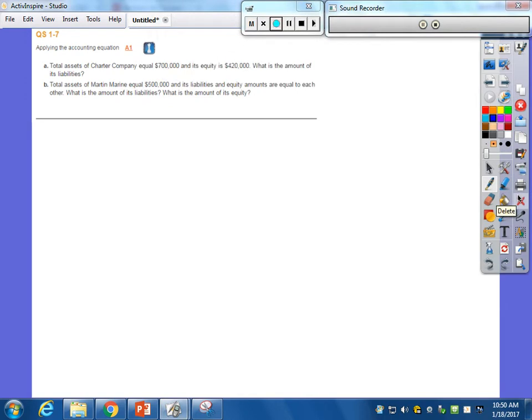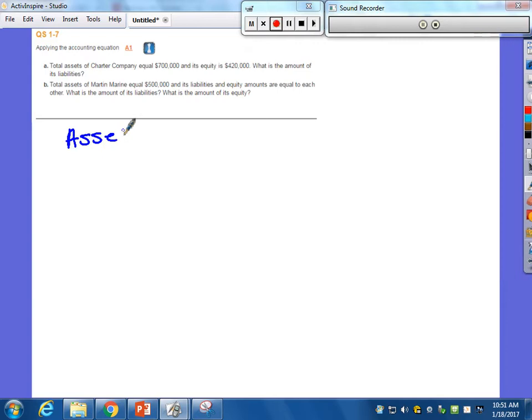All right, so the first question we had was quick study 1-7, and it says that you're supposed to record these transactions based upon the accounting equation. So I'm going to write the accounting equation out here. Assets equals liabilities plus owner's equity.